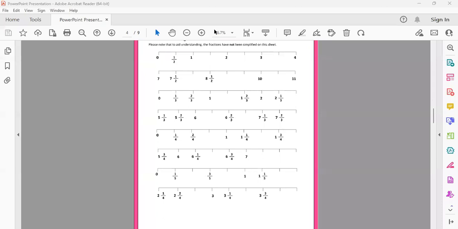5 and 1/3, 5 and 2/3, 6. I believe you know what to put here. 6 and 1/3, 6 and 2/3, 7. Okay, and then 7 and 1/3, 7 and 2/3, 8. So this gives you a clear understanding of your fractions.